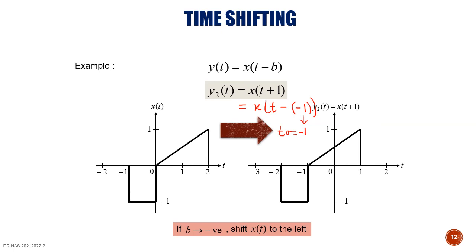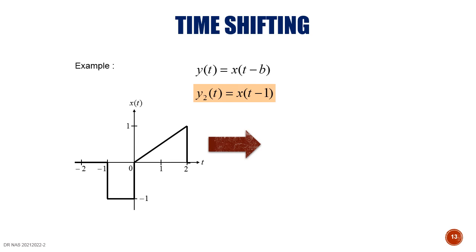So you can see that what was supposed to be the amplitude of 1 at 2 is shifted to the left by 1. So 1 is shifted to 0, and the 0 point is now shifted to the left by 1, so it becomes negative 1, and so on.